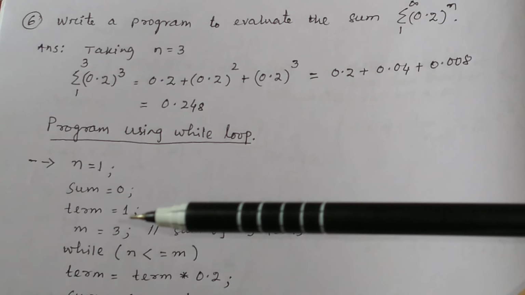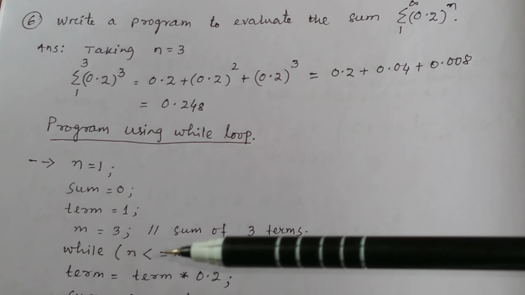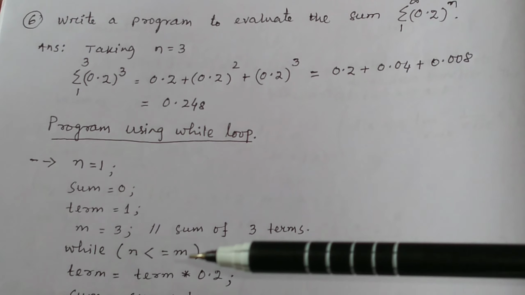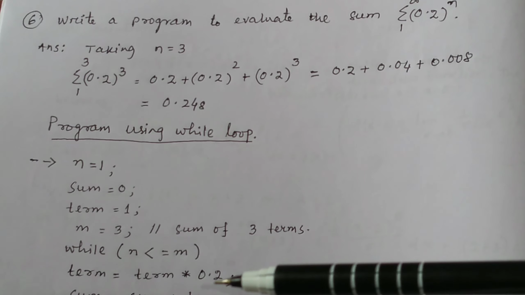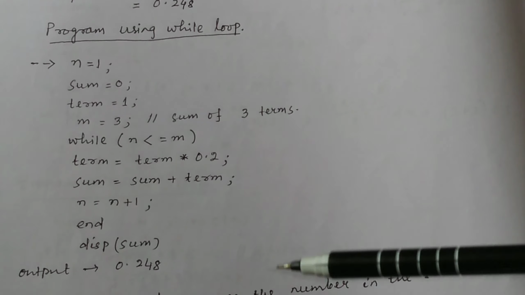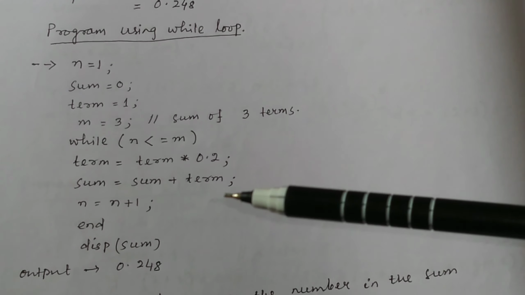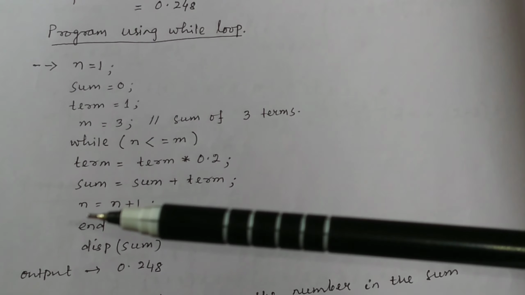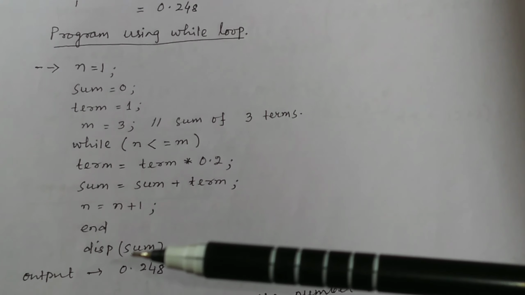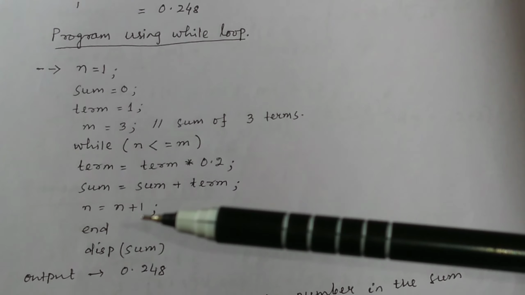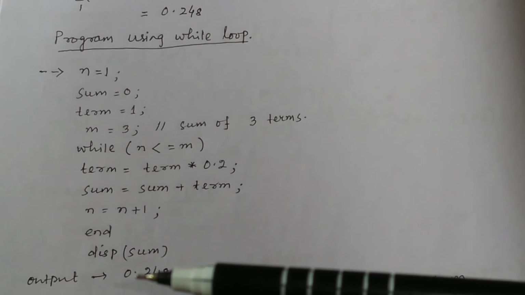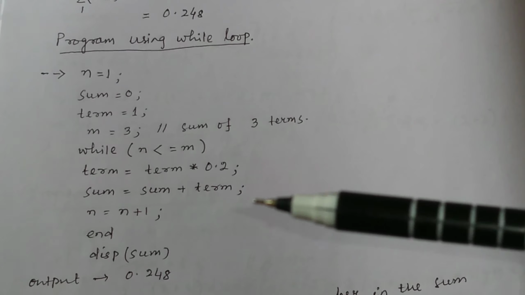Then you write the while loop. While n is less than or equal to m, the term is equal to term multiplied by 0.2, and the sum is equal to sum plus the term. Then n will be equal to n plus 1. Then end, then display. If you write this code to display the sum, then in the output you will find 0.248.